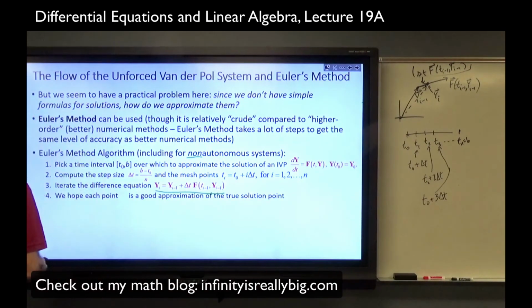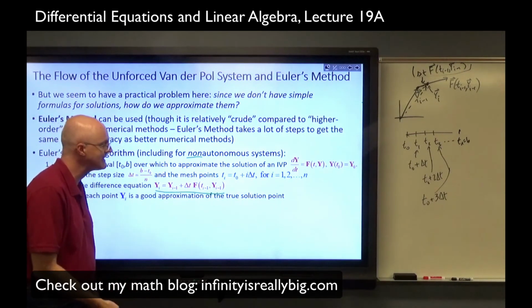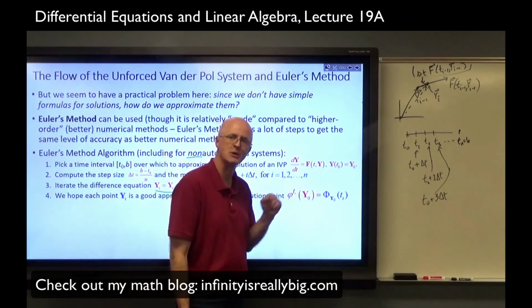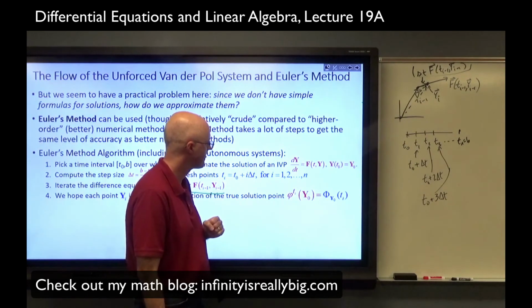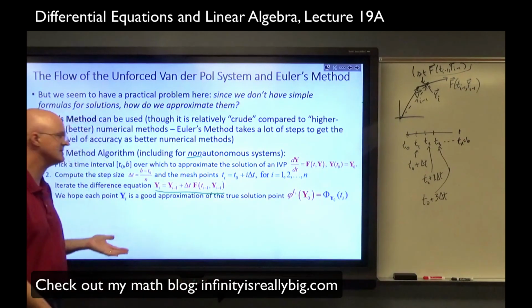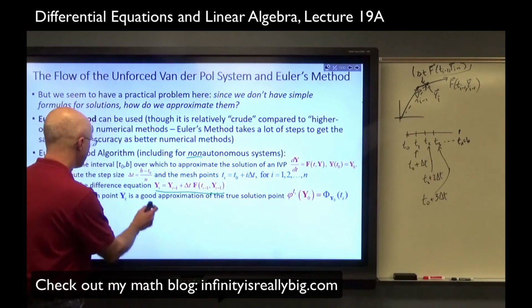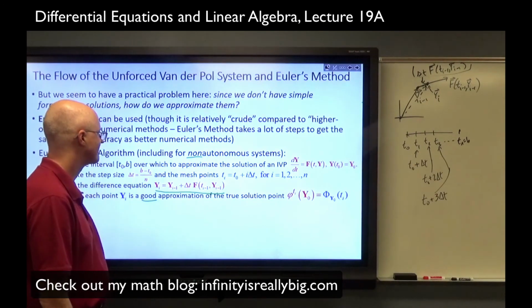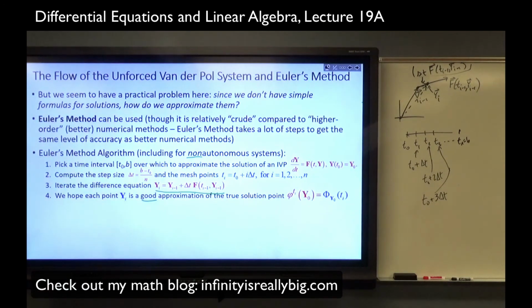We hope each point, yi, is a good approximation to the true solution point for that given value of time, ti, which I'm writing both with flow notation and solution notation. You could think of it either way. Is it going to be a good approximation? Well, for one thing, it depends on what you mean by good. This is very vague, right? What does good mean? There are ways of thinking about that, but we're not getting into it.